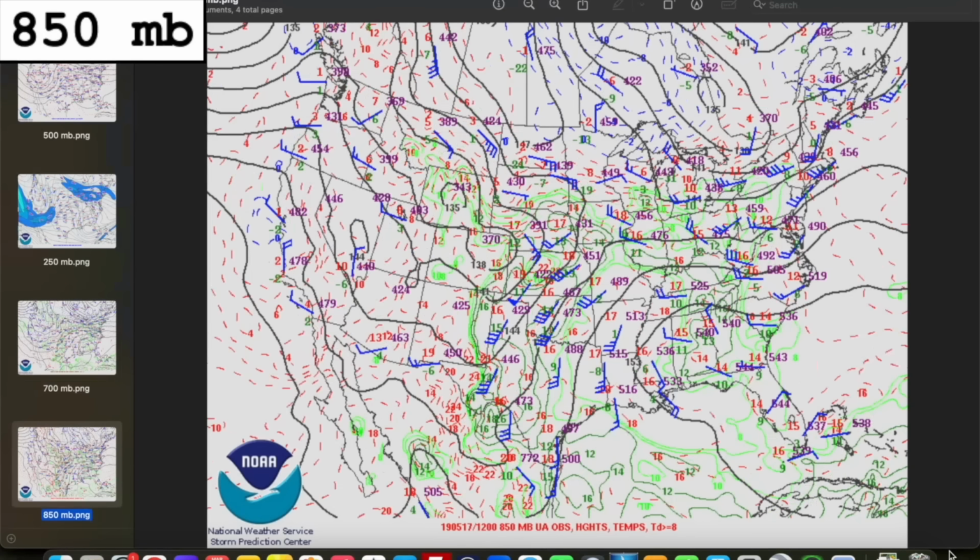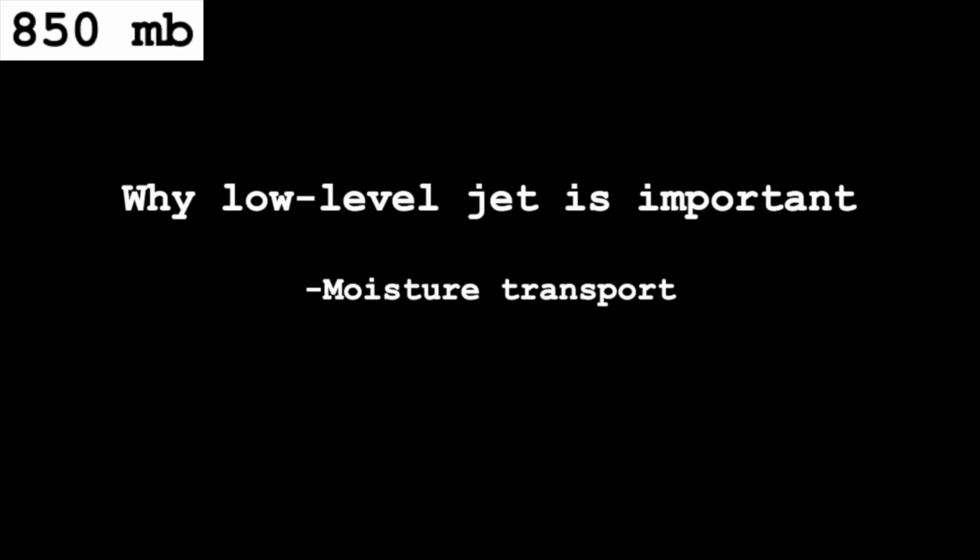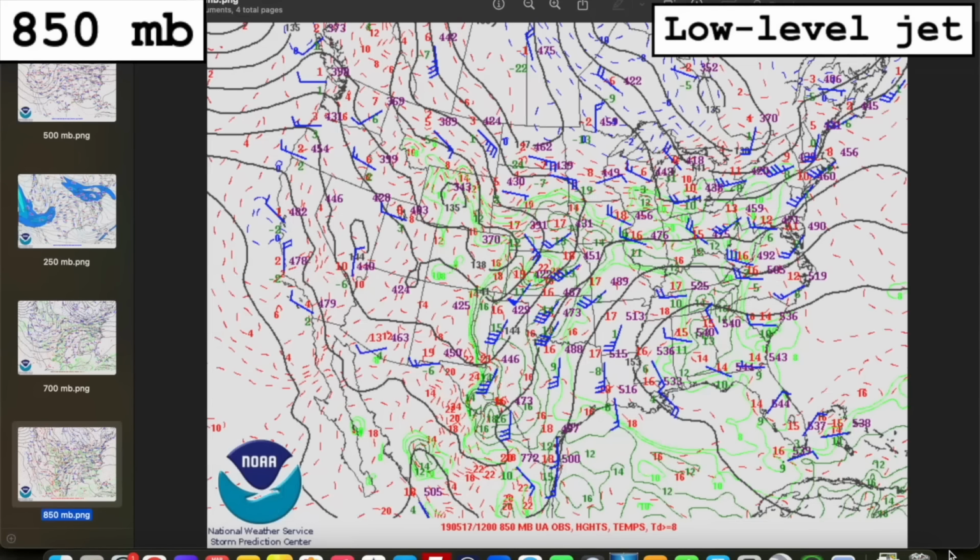Down at 850 millibars, we want to be looking for a feature called the low-level jet, or LLJ for short. The low-level jet is basically a belt of stronger winds in the lowest levels of the atmosphere that does a couple of important things for severe weather. Number one, it can help really pump moisture into our area of interest. Usually the low-level jet has a more southerly component to it. And just a side note, winds are described by the direction from which they're coming. So a wind blowing from south to north is described as a southerly wind.